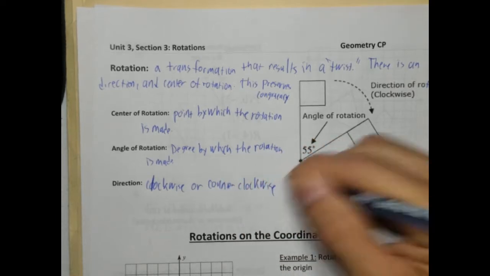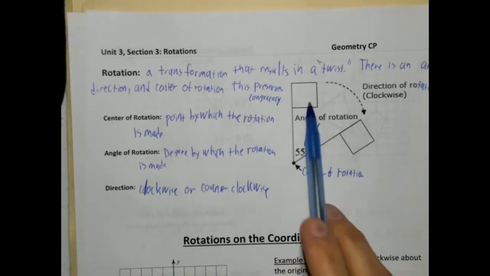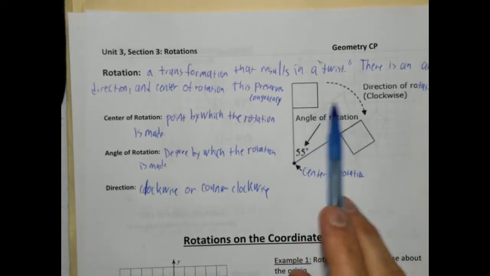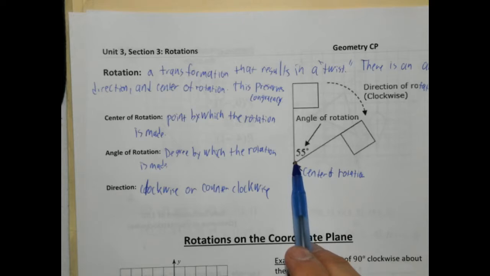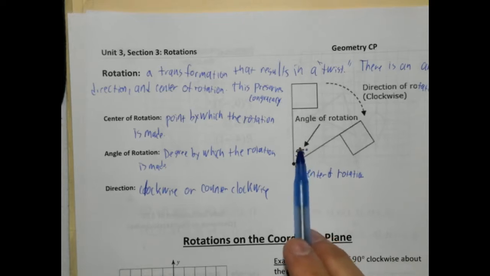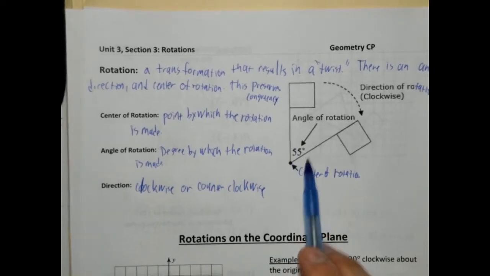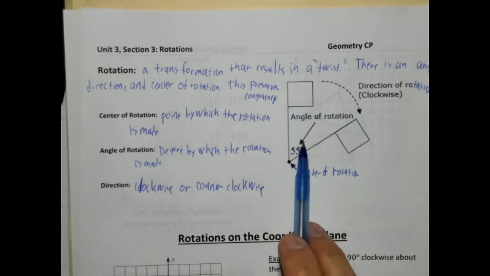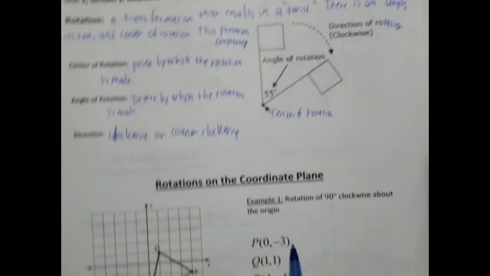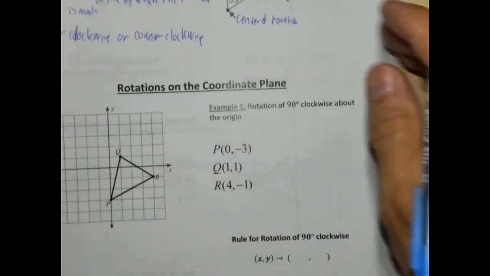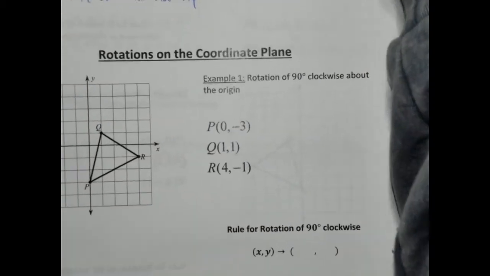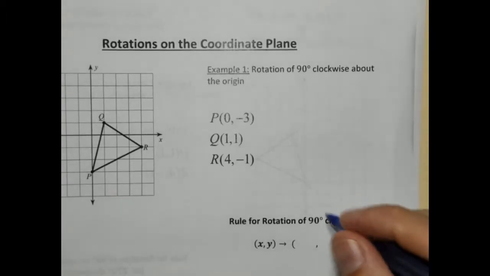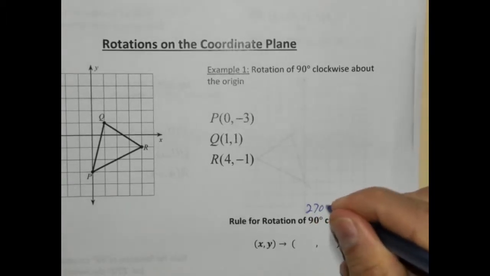Okay, so that's basically how it happens. We have a pre-image, we rotate it in a given direction about a center of rotation, and we also rotate a certain number of degrees, okay? And in this example, we're rotating this pre-image clockwise 55 degrees. Okay, so down here, there's going to be a few different rotation rules we need to remember. So I always have a really hard time remembering these. I always have to look at them for whatever reason.